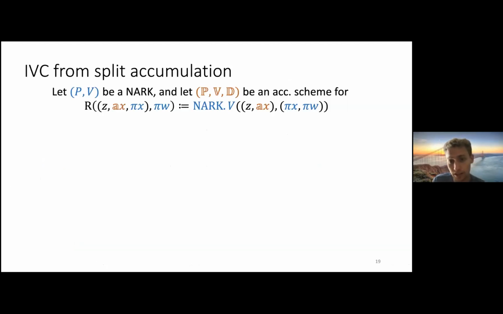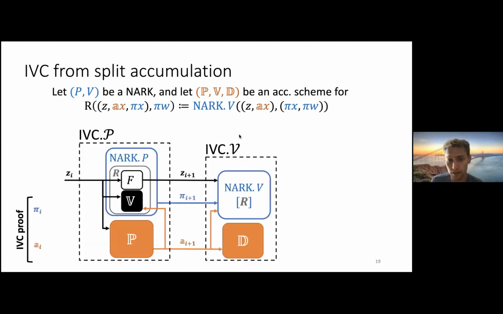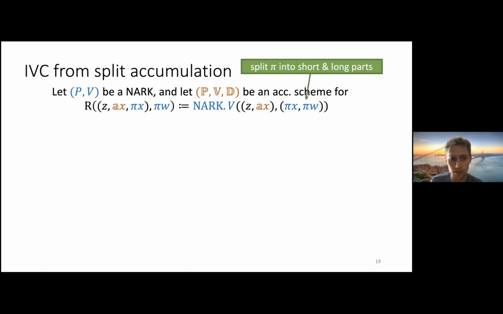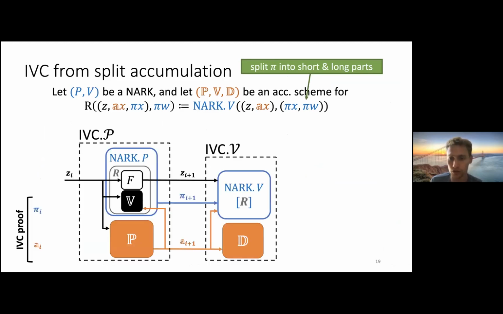But it turns out that even this weaker primitive, split accumulation, clearly any normal accumulation scheme is also a split accumulation scheme, right? It would just be that the black box and the orange box are the same, and the black box and the blue box are the same. So the witnesses would just be empty. So any normal accumulation scheme is a split accumulation scheme. The split accumulation scheme is a weaker notion, but even this weaker notion still suffices in order to construct IVC.